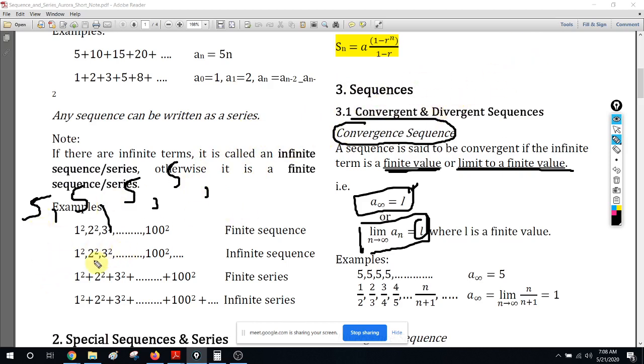Infinite term means what? You keep moving: first term, second term, third term, fourth term, hundredth term, millionth term, billionth term. Now we can see a billion is very large. Ten billion, trillionth term.